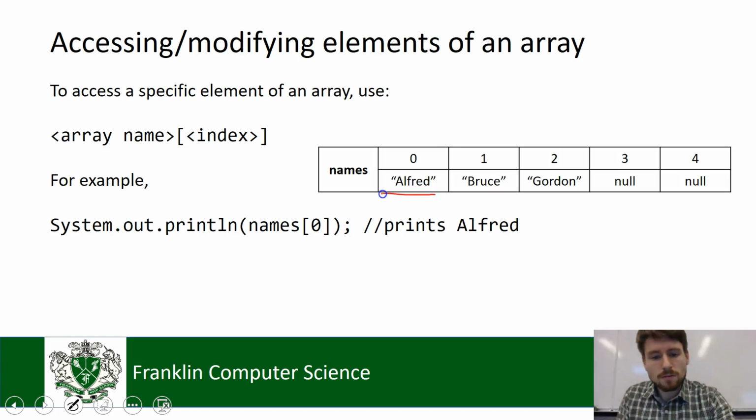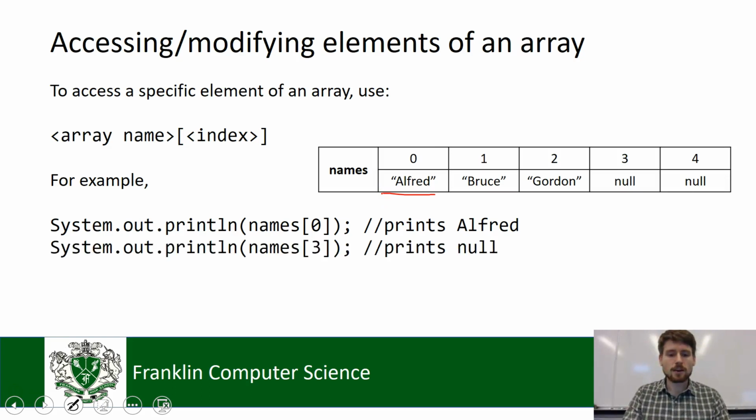That's going to print out whatever is stored at index 0, and so that's Alfred in this case. And if I were to print out the thing that's stored at position 3, well, there's no object there, and when you have null and you print that out, it just prints the text null. Now remember, that's not a string, it's actually no object. So there's nothing there at position 3. And if you printed out position 2, you get Gordon, position 1, you get Bruce, and so forth.